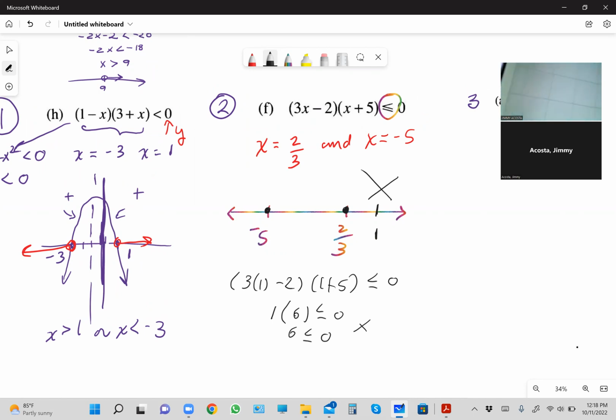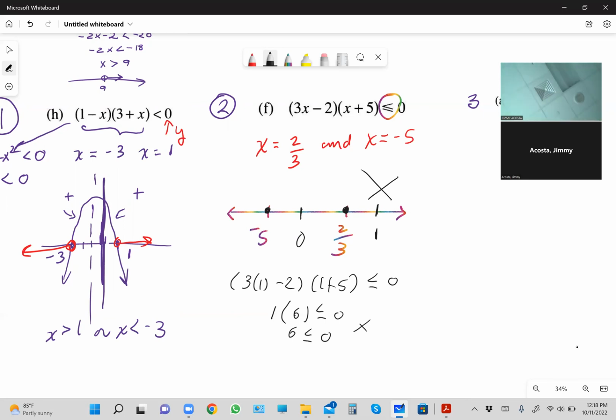Now, for the sake of it, I'm going to go ahead and test here in the middle. What number should I pick for in the middle? How about 0? I mean, you could pick -3, you could pick -4, you could pick -1, you could put -4.9999999 if you like, but I like to pick 0. I think it's easier.